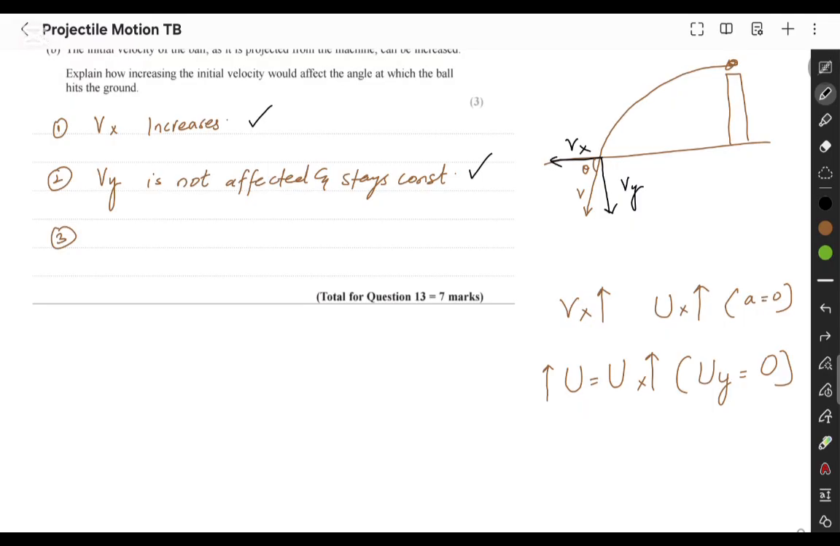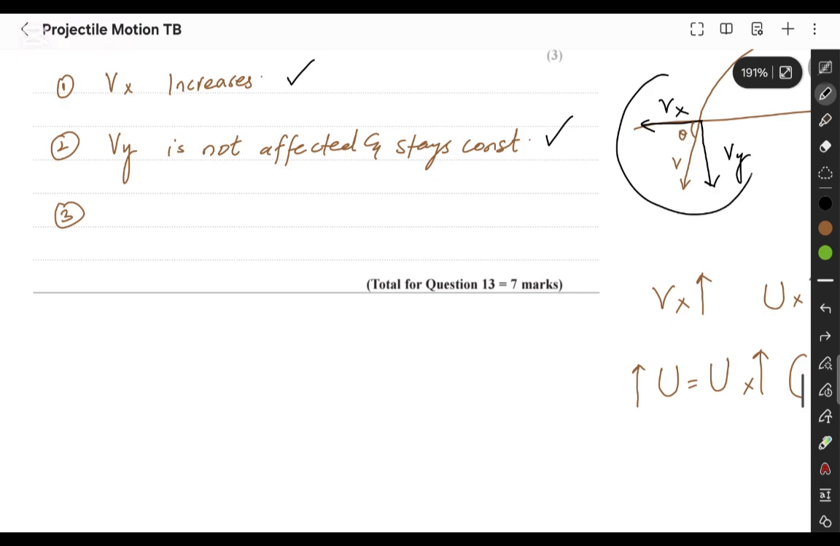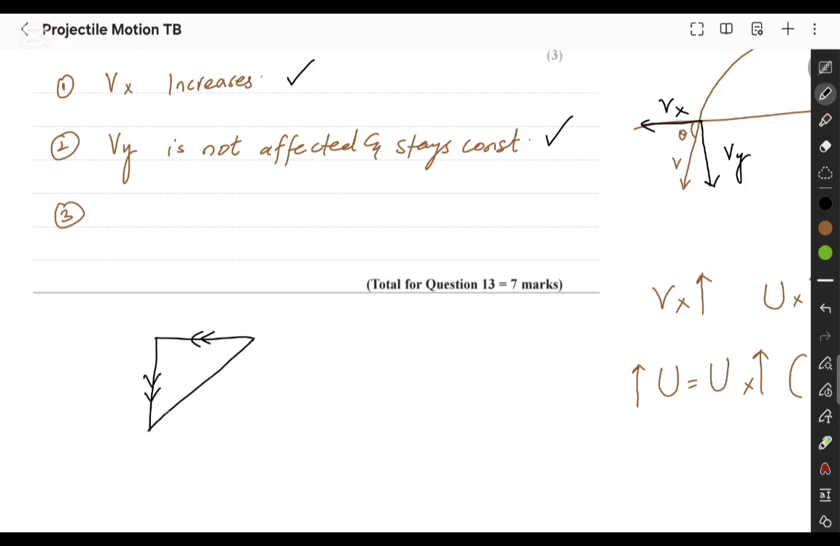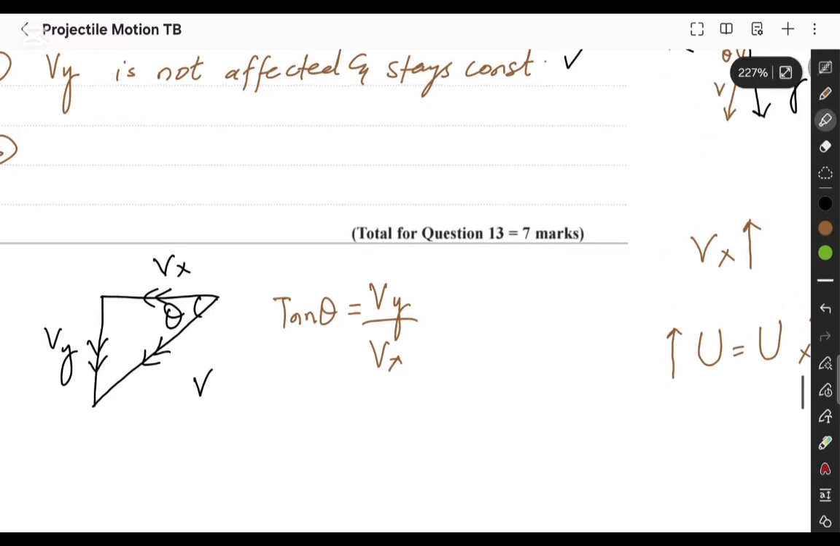I hope you understand the first and second point. Now, I'm going to draw a triangle for this. So, we have our Vx, we have our Vy, and then we have the resultant. Vx, Vy, and V. And this is going to be theta. Now we know tan theta is equals to Vy over Vx.